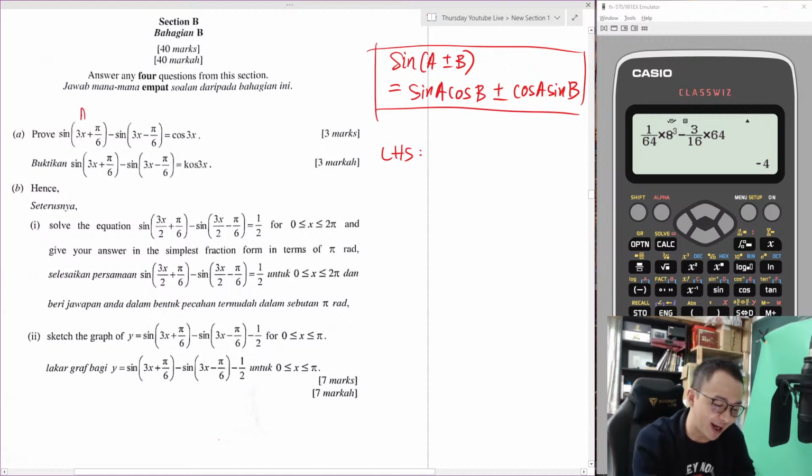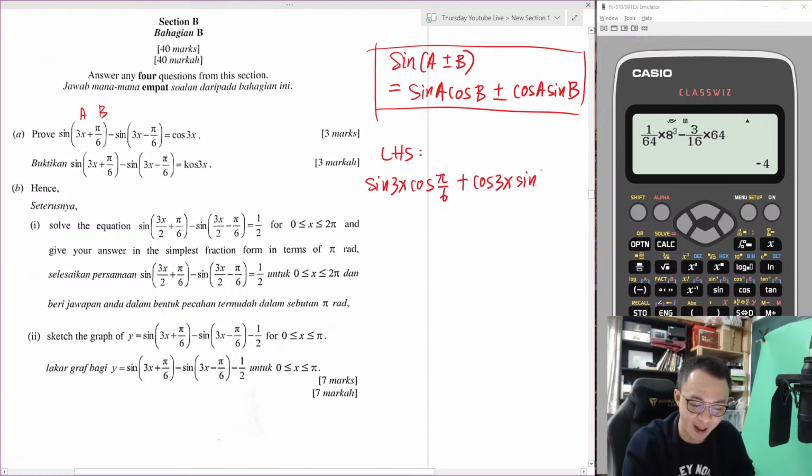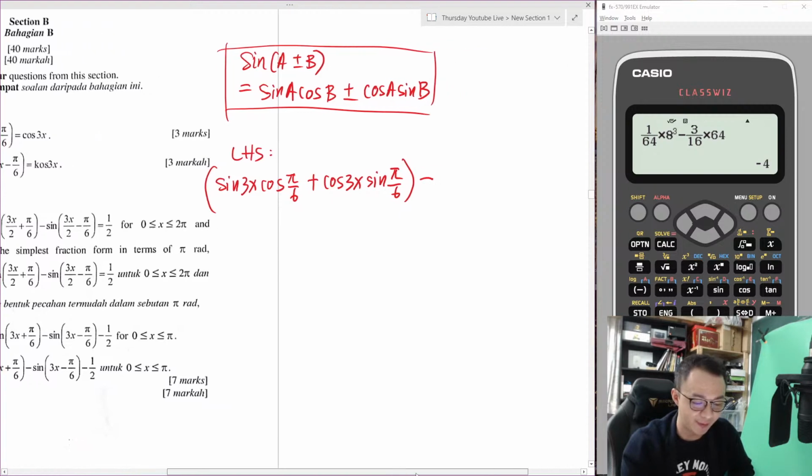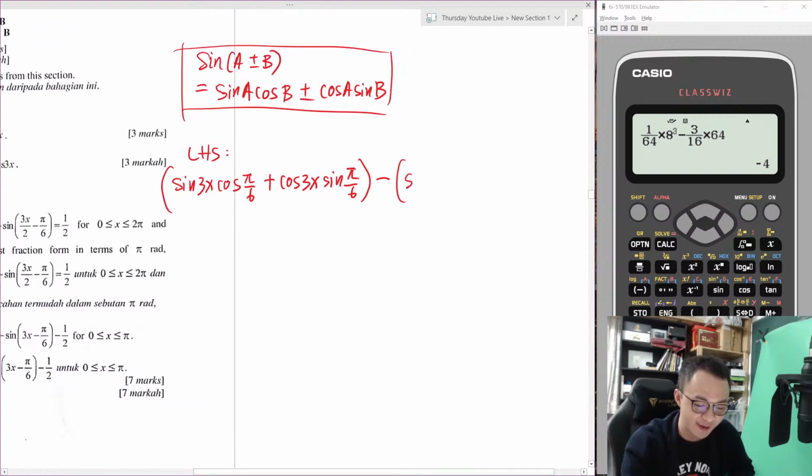So my A is 3x, my B is pi over 6. Okay, so let's do it. Sine 3x and then cos pi over 6 plus cos 3x sine pi over 6. Okay, done. Expand the first one. Minus sine, okay, expand again. This is minus sine 3x cos pi over 6 minus cos 3x sine pi over 6.